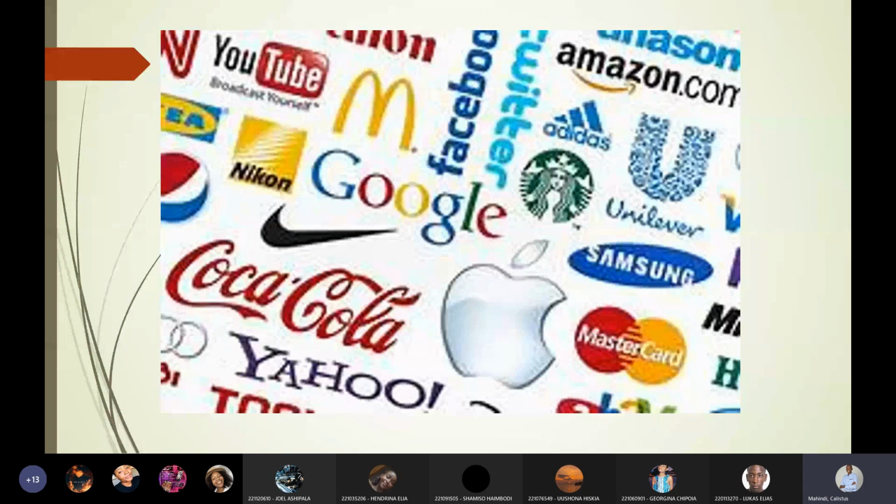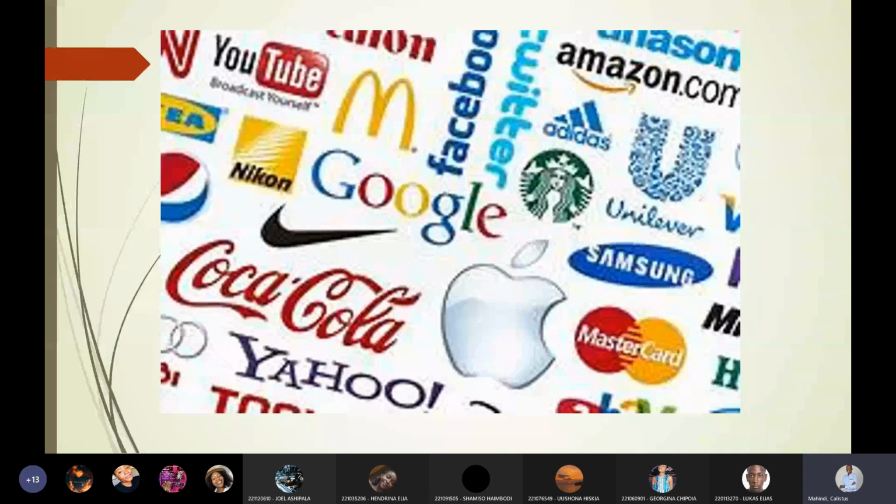So just by seeing the Apple logo there, you know that that company is Apple. You don't even need to have words. The swoosh or the tick, you know that that is Nike. You don't even need to have the word Nike written there.